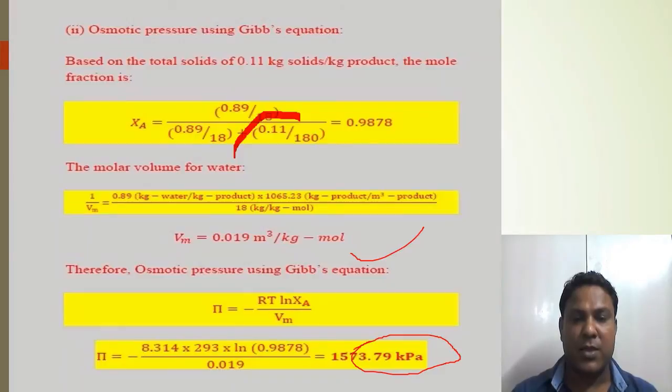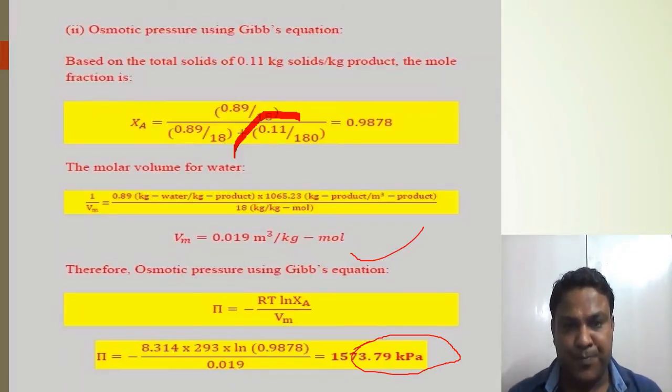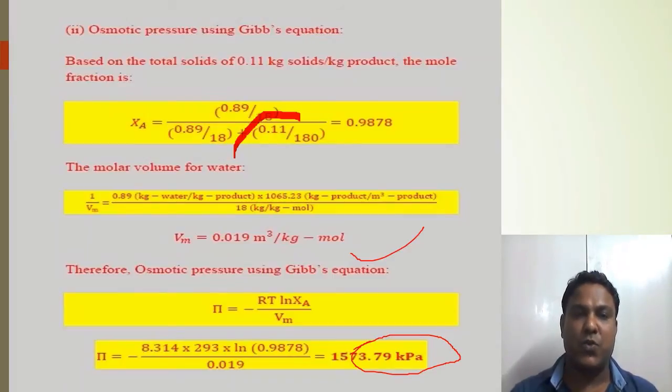1573.79 kilopascal. So using the Van 't Hoff equation we found 1585 kilopascal, a near value, and for osmotic pressure using the Gibbs equation we found 1573.79, which is similar to this value. So we can determine the osmotic pressure using these two equations, the Van 't Hoff equation and the Gibbs equation, and this osmotic pressure must be overcome when we use reverse osmosis as a membrane separation process.